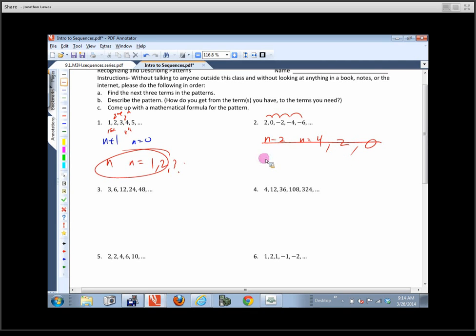Okay, so 2n, and then n would equal what? Then -1 and so forth. Okay, would that produce the right list? So if I plug in a 1, does that give me a 2? If I plug in a 0, does that give me a 0? If I plug in a -1, does that work? It does.